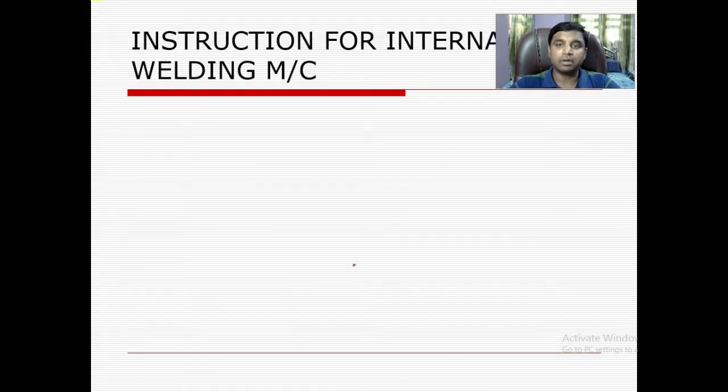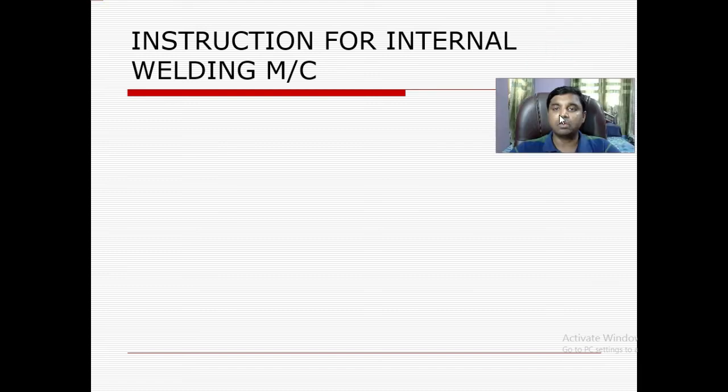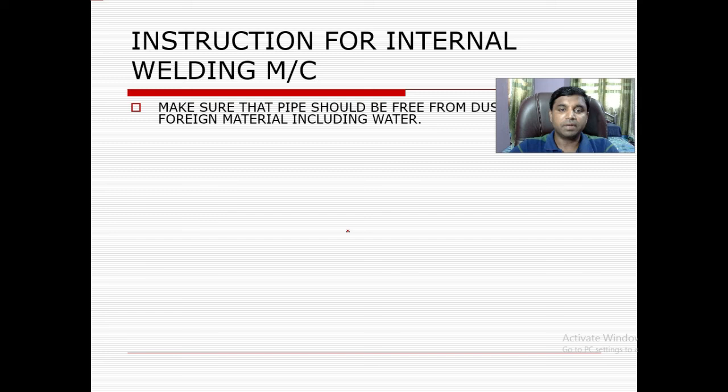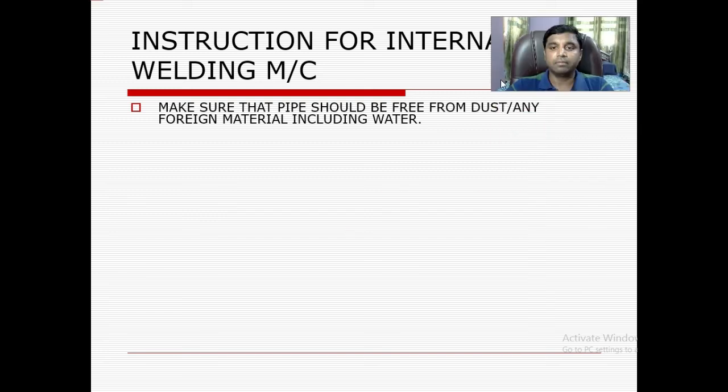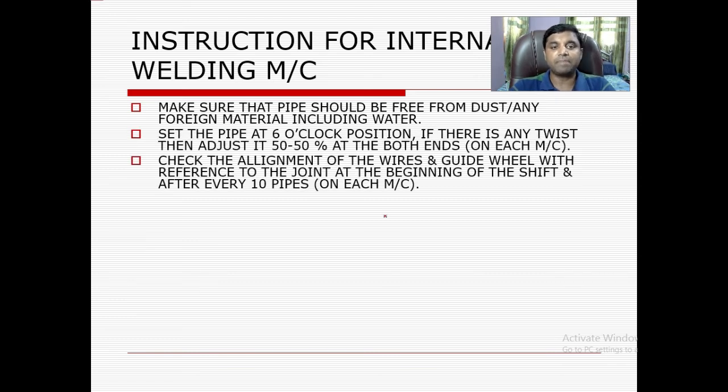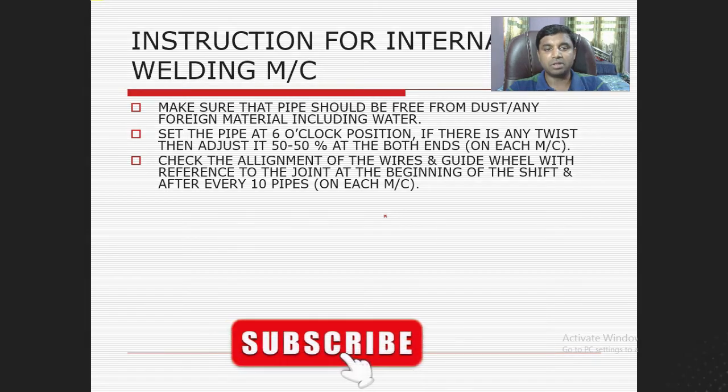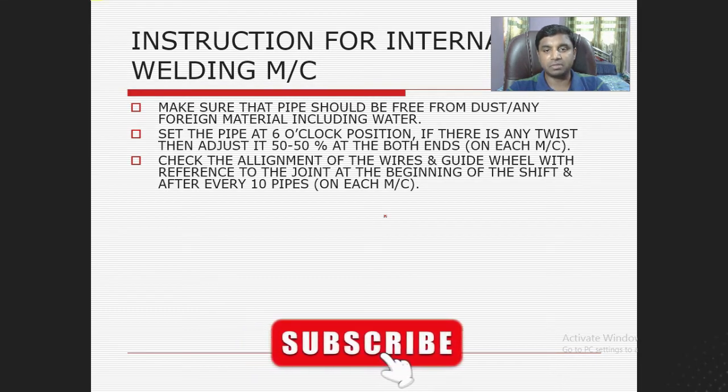Instruction for internal welding machine. What is the instruction? Make sure that the pipe is free from dust, and there should not be any dust or foreign material including water. Set the pipe at 6 o'clock position. If there is any twist, then adjust 50 to 50% at both ends on each machine. So if there is any problem adjusting at 6 o'clock position, then adjust 50 to 50% at both ends.